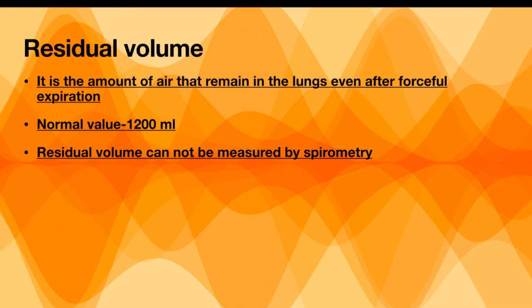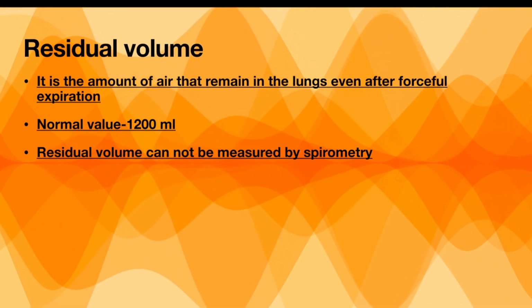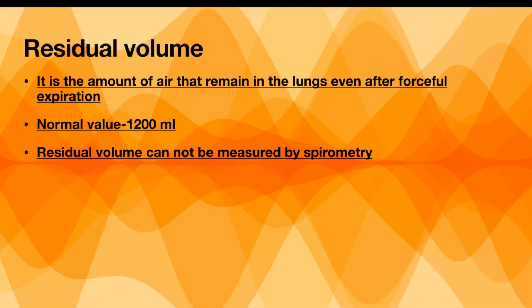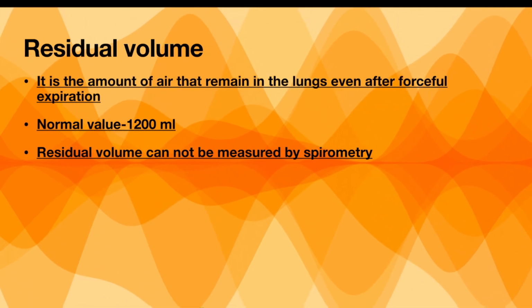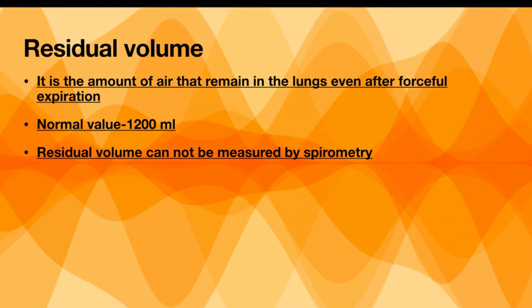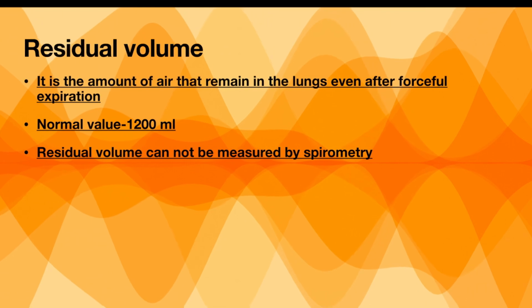Residual volume is the amount of air that remains in the lungs even after forceful expiration. The normal value is around 1200 ml. The residual volume cannot be measured by spirometry.